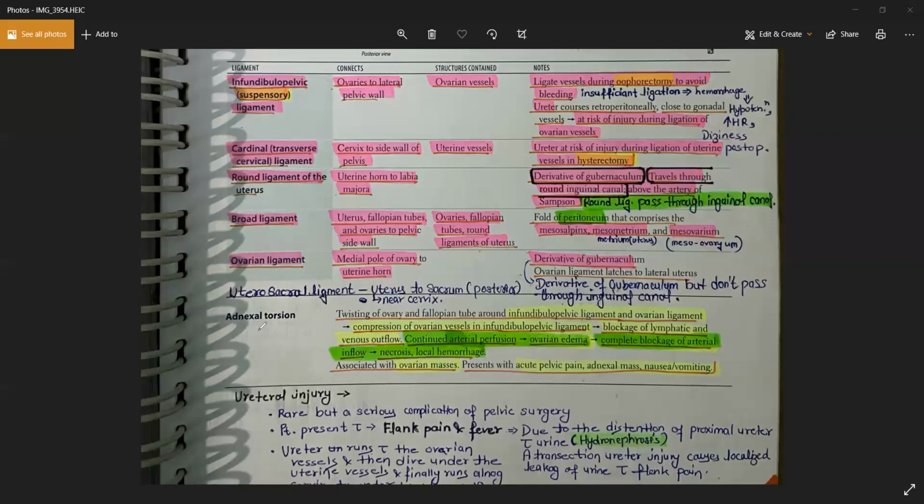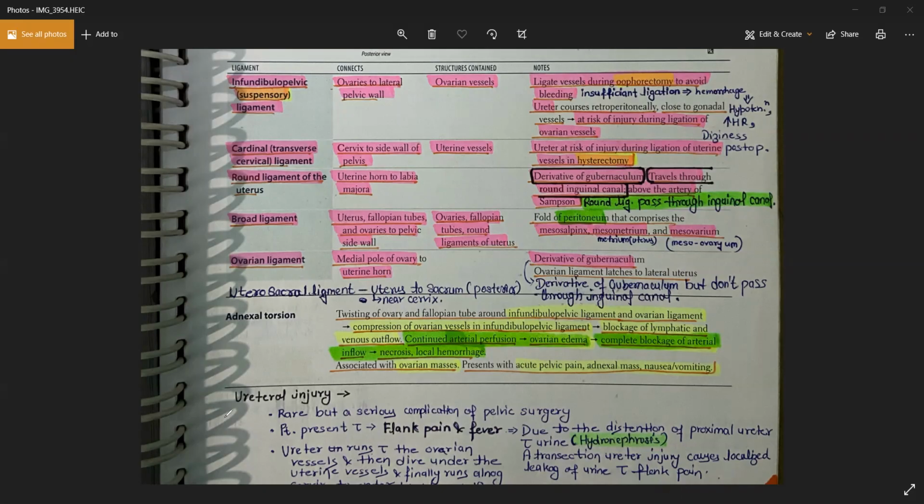Because they are thin-walled. Arteries are muscular, right? The veins are thin-walled, so they will compress first. Compression of the arteries occurs, but it occurs much later.